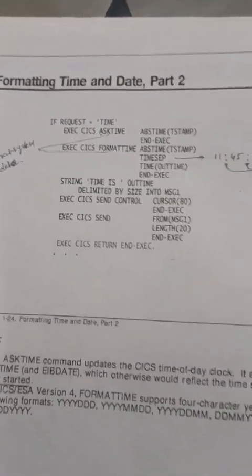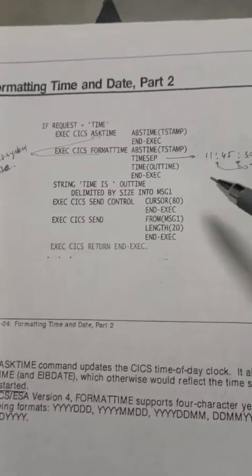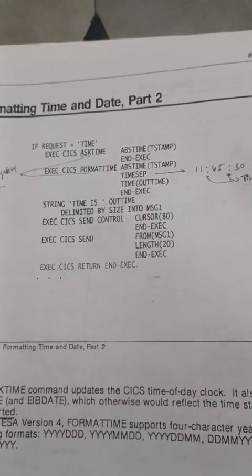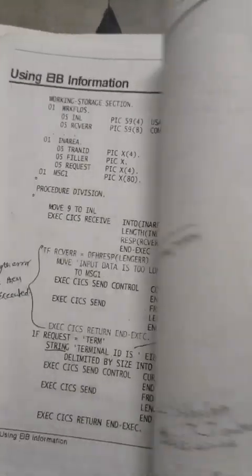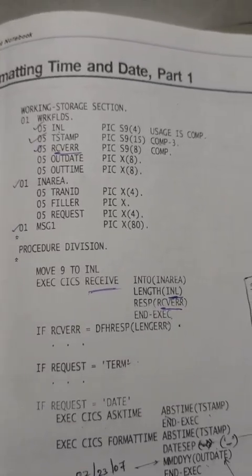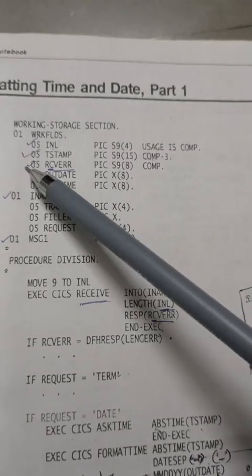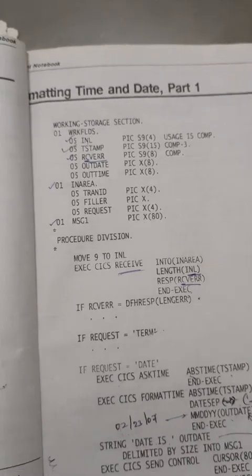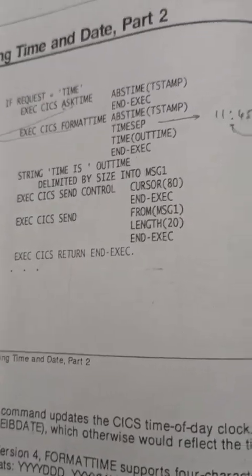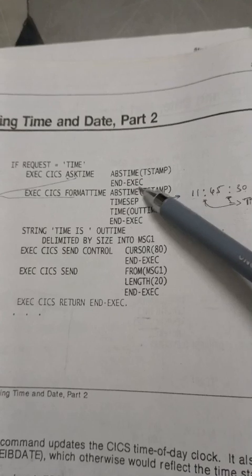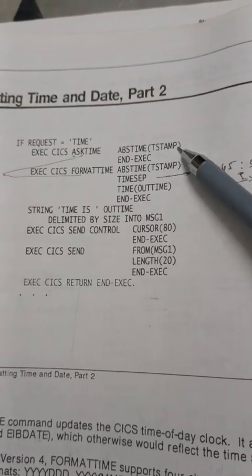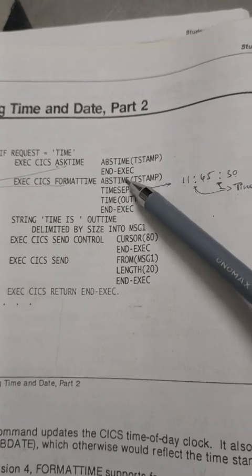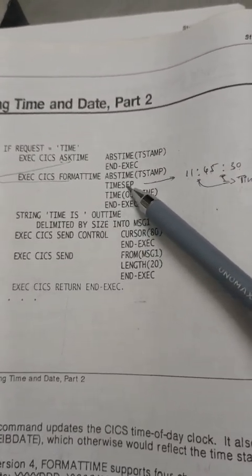Similarly, what is the date operation? Similarly, I am going to format the time operation. What is the system time? TST time. How many characters does the system time contain? You can see the TST time here. For the TST timestamp, I am giving a picture S9 of 15 COMP-3. You can remember the TST time is ABS time. ABS time, TST time, T stamp, and EXIT, and format time ABS time.